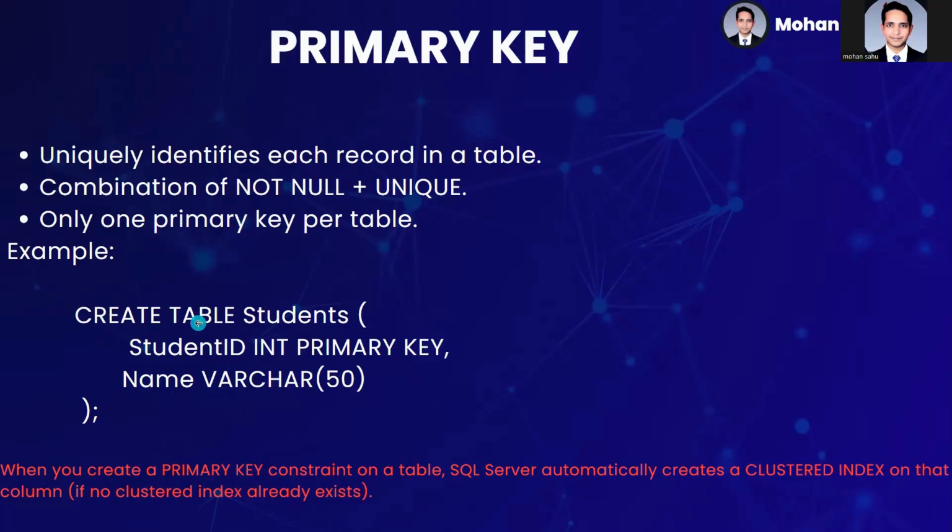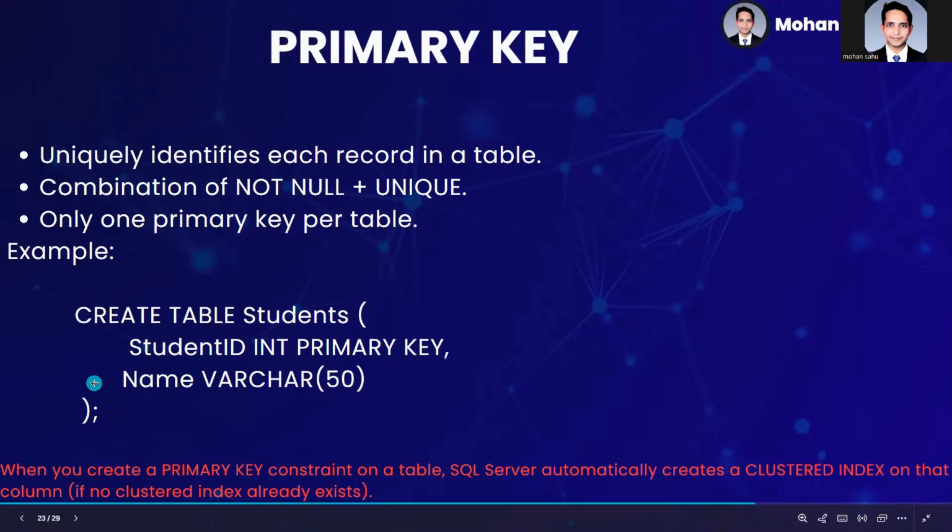So an example is: create table students, student ID int, where int is a data type, and primary key, name we can have varchar 50. So here we are making sure that this is a primary key, so no student ID will be duplicate. It will be like one ID per student.